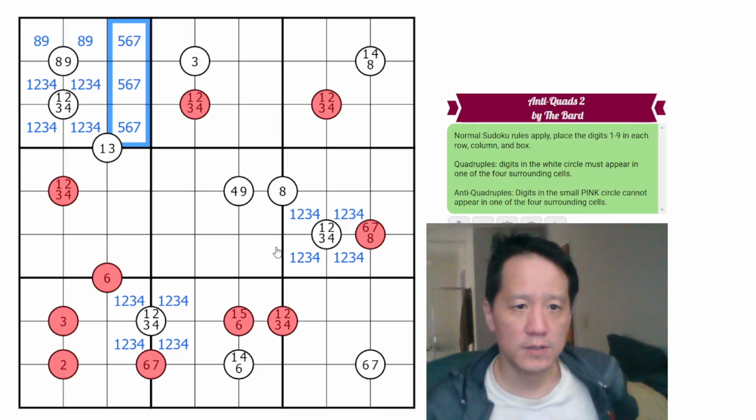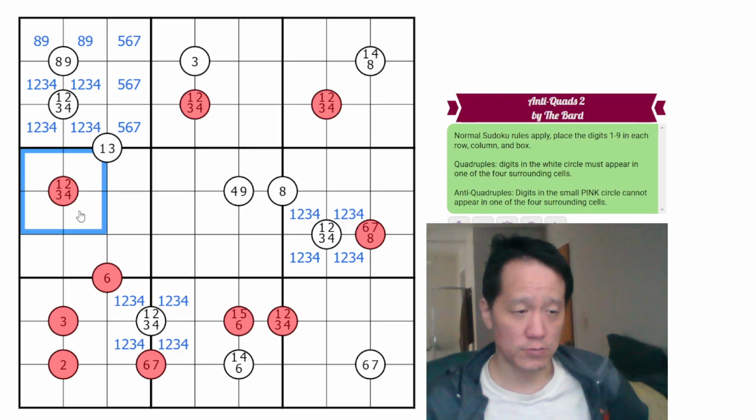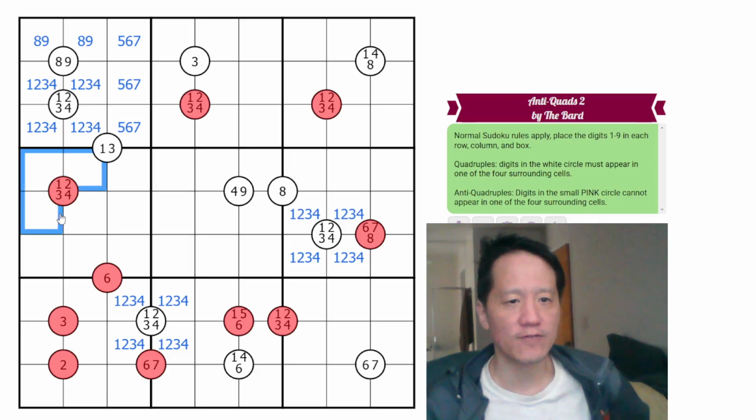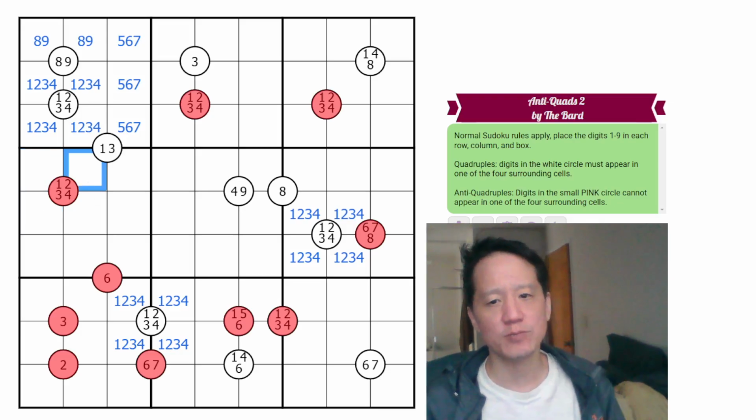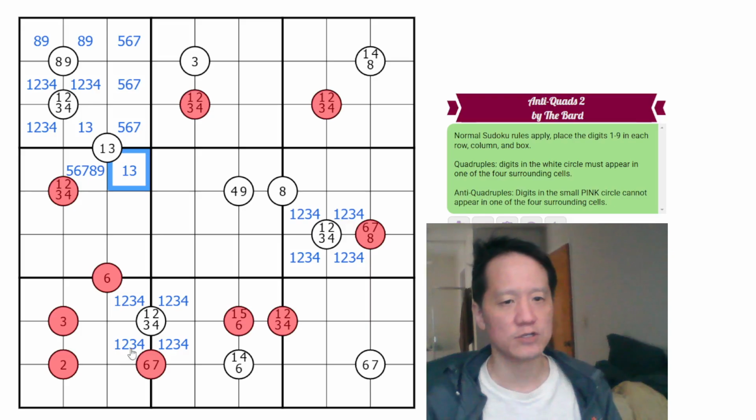Well, interestingly enough, this quadruple rule says that you have to have a 1 and a 3 in the surrounding cells. But this anti-quadruple clue says that 1, 2, 3, and 4 cannot be in any of the 4 surrounding cells. So this has to be 5 through 9. And where are the 1 and the 3? They can only be in these 2 specific cells. So this can't be 2 or 4. This has to be 1 or 3. One of them is 1, the other one is 3 here.